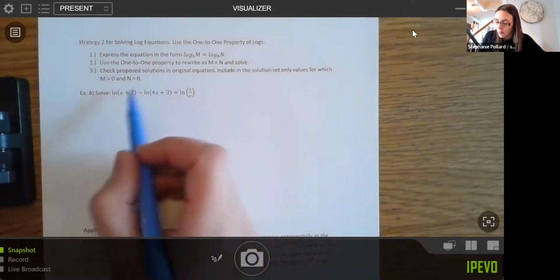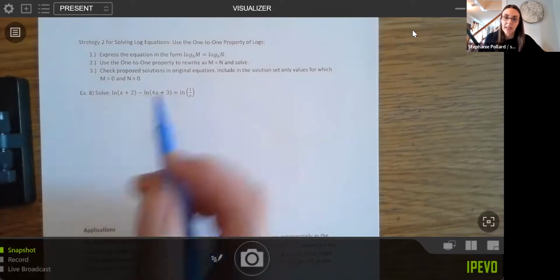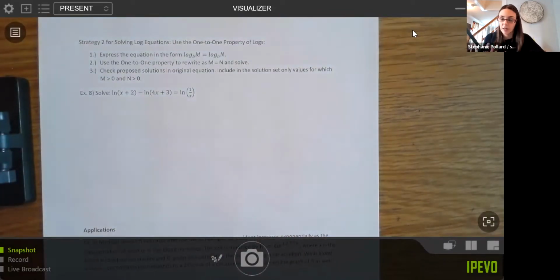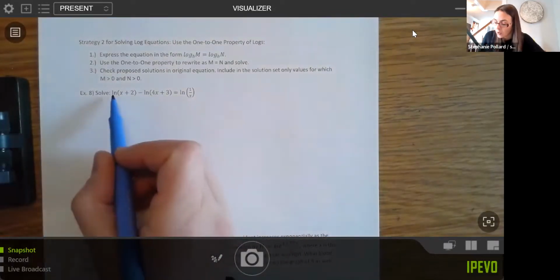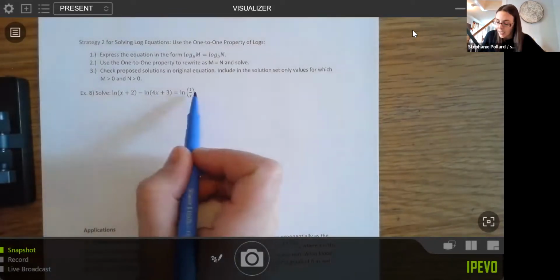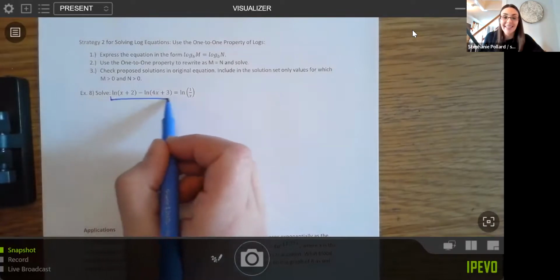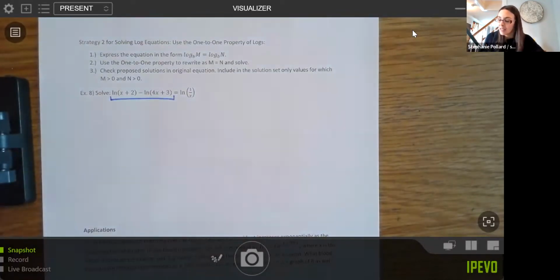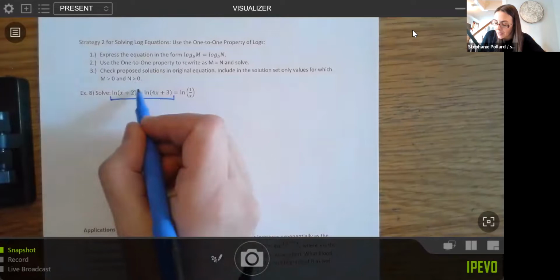First of all, I do see that all my logs have the same base, which is good. I need that, or else I can't combine or rearrange anything. So I have natural log in all cases. But I need log equals log. So I need to actually find a way to put these back together and condense that. So remember that subtraction means division.